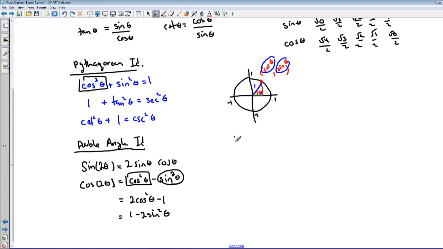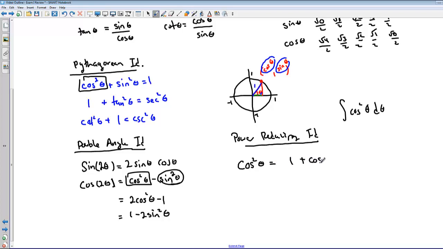And then from these, you can get the power reducing identities, which come in really handy. These come in really handy when you're trying to do something like the integral of cosine squared theta d theta. And so these basically reduce that cosine squared theta to a single cosine of double the angle. So this one's 1 plus cosine of 2 theta, all divided by 2. Whereas this one down here, if you do sine squared theta, instead of plus, you just write minus. So it's 1 minus cosine of 2 theta divided by 2.